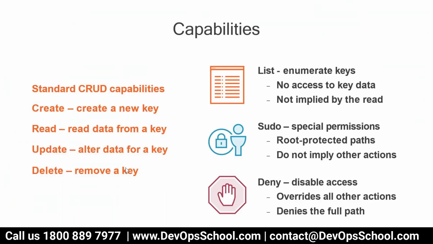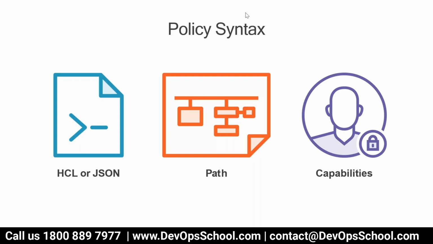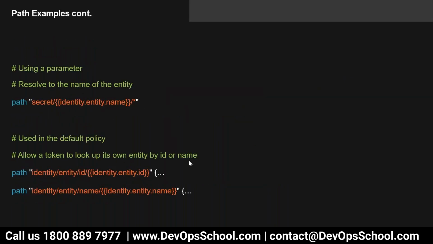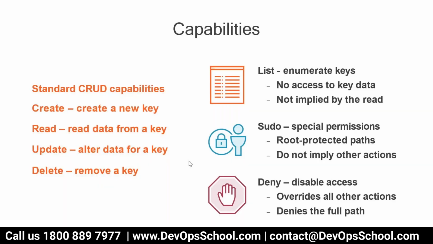Now here, if you see, a policy contains path and capabilities. Path examples you have seen, some of the examples here. Capabilities means what access you want to give. So here you have the standard CRUD capabilities, meaning you can give create permission, read permission, update permission, or delete permission. In simple terms we can call it CRUD.